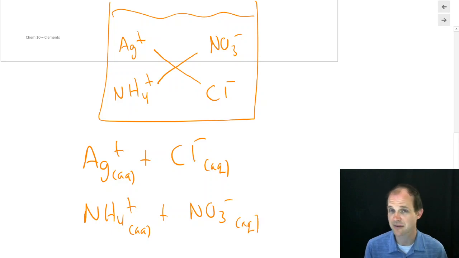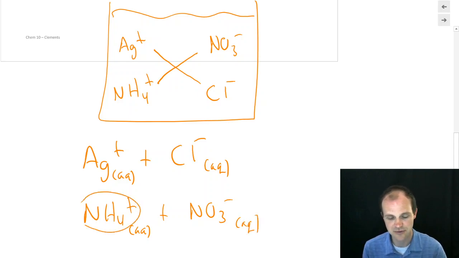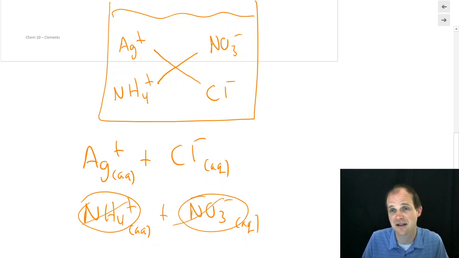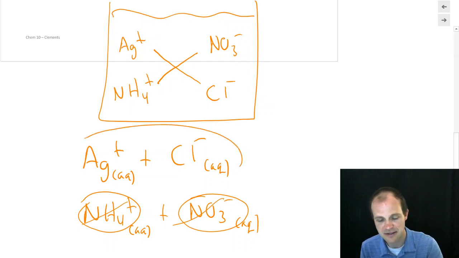Well, let's start with the bottom one because it's easy. We know all ammonium salts are soluble, all nitrate salts are soluble. So these guys aren't going to interact with each other and do anything because they're always soluble. Even if they got together and said, hey, how you doing? They'd split apart right away and no reaction's going to happen there. But what about silver and chloride?